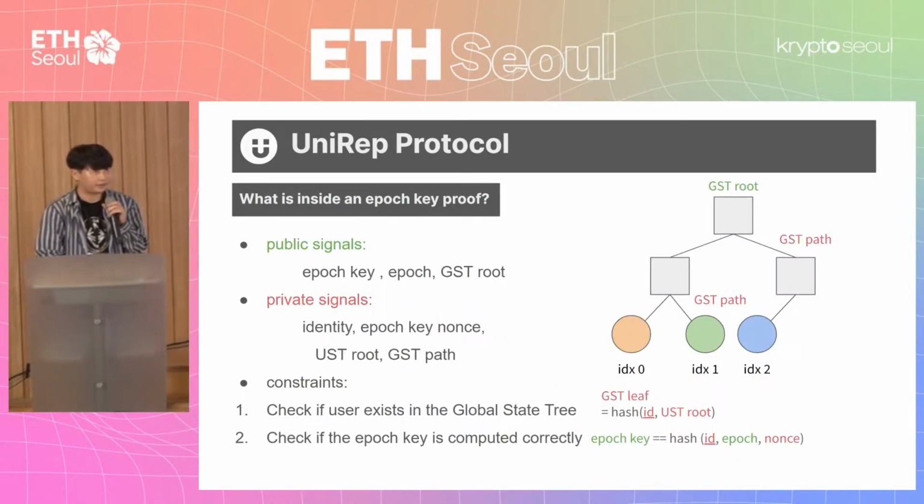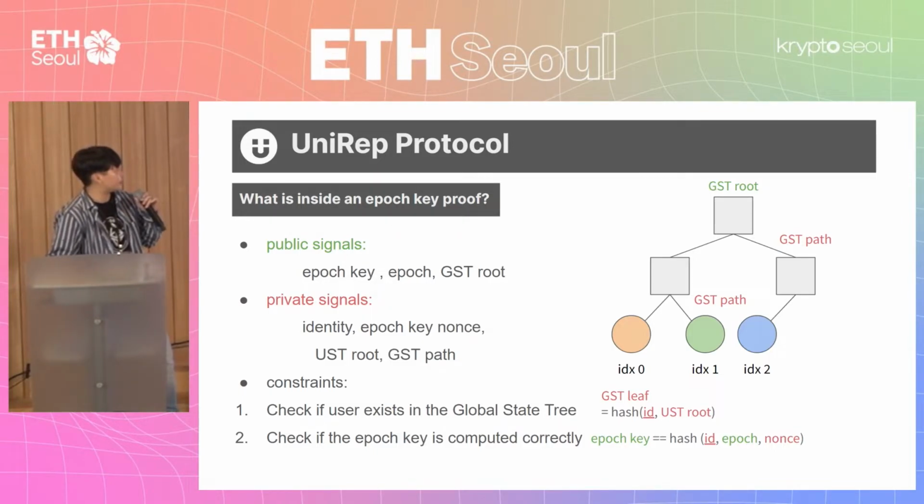So this is what is in the zero knowledge proof circuit. We take the epoch, the identity, and the nonce here, and check the ID hash and the user state tree root, together with the Merkle tree proof, to see if the global state tree root matches the protocol. And also we check if the epoch key is computed by the hash of ID, epoch, and nonce. The red words here are the private information, and the green words here are the public information.